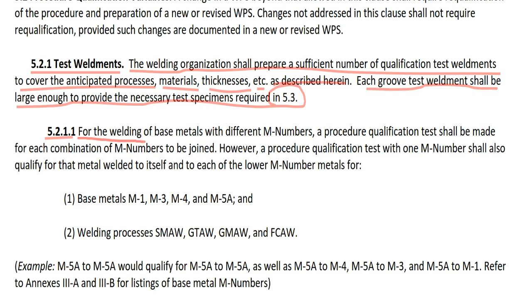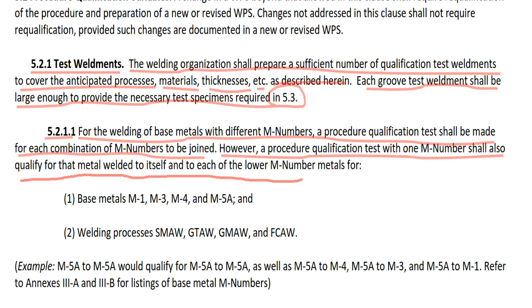5.2.1.1. For the welding of base metals with different M numbers, a procedure qualification test should be made for each combination of M numbers to be joined. However, a procedure qualification test with one M number shall also qualify for that metal welded to itself and to each of the lower M number metals, for base metals M1, M3, M4, and M5A, and welding processes SMAW, GTAW, GMAW, FCAW. So these are the choices of the M number.